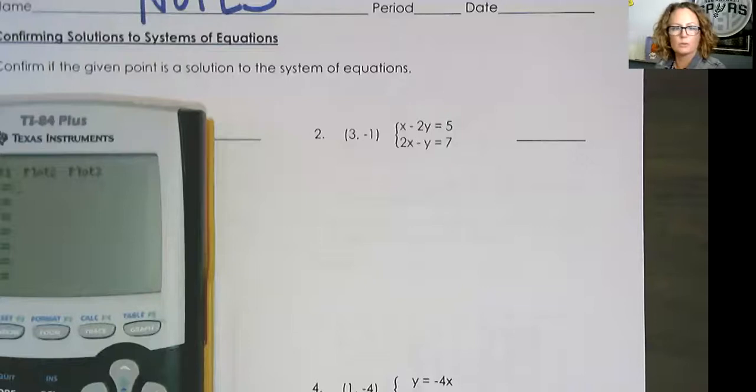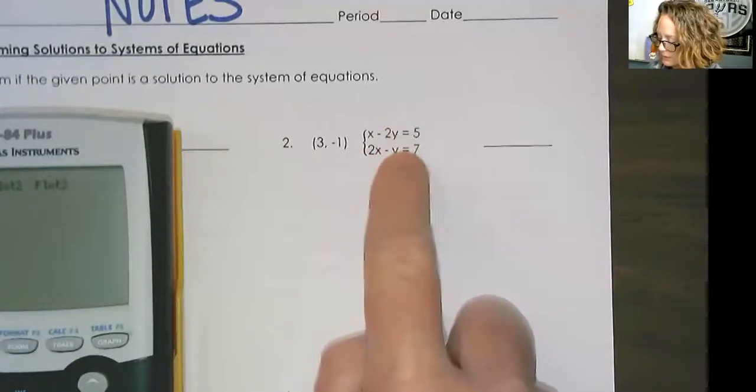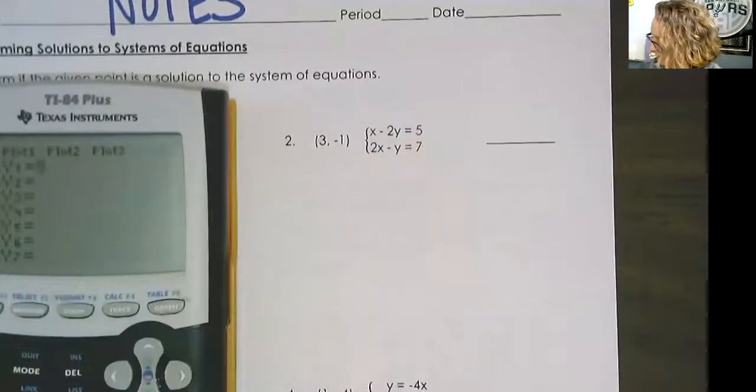Okay, we're confirming solutions to systems of equations. So we're going to have two lines, and we're going to see if this is the point that they intersect at. So to put these two equations into our calculator, they need to be solved for y. So let me write this first one.